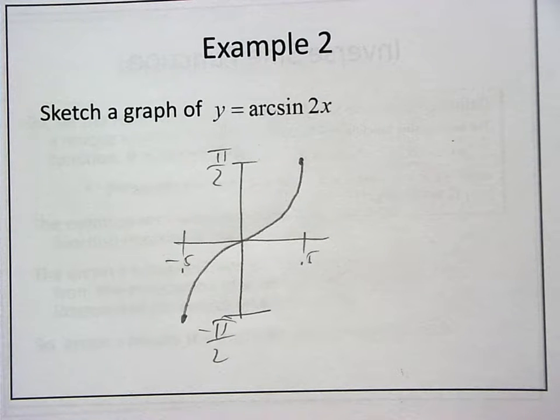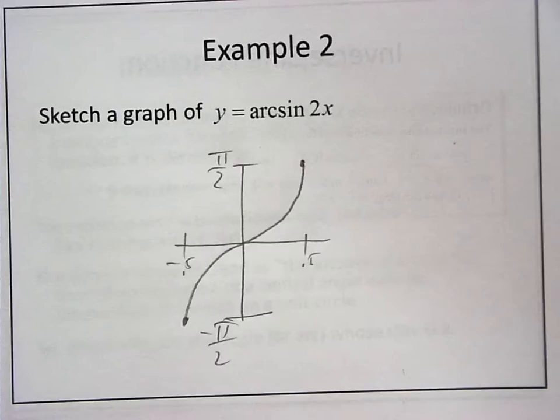Honestly, when I'm drawing that, I almost think I'm drawing tangent, because it looks kind of like it as far as the way the slopes work. Okay? When you deal with arc cosine and arc tangent, though, it behaves a little bit differently.